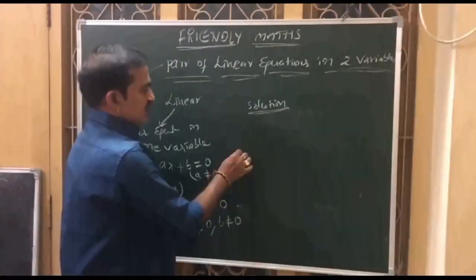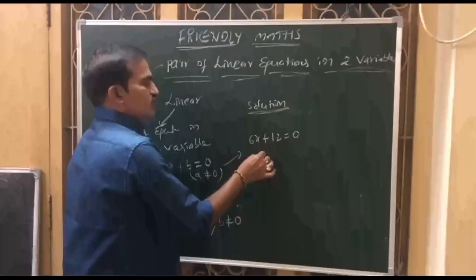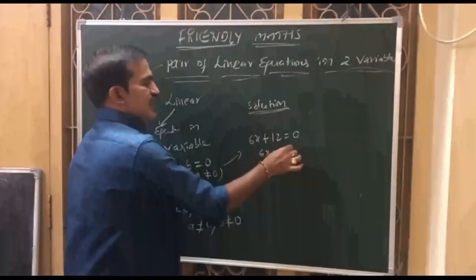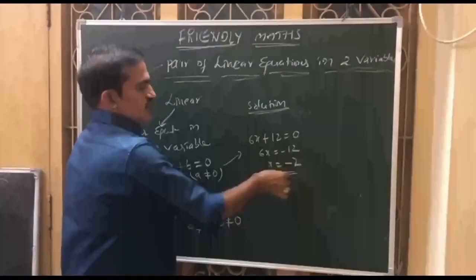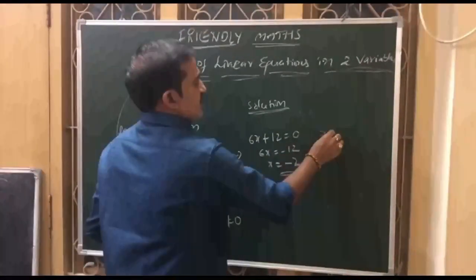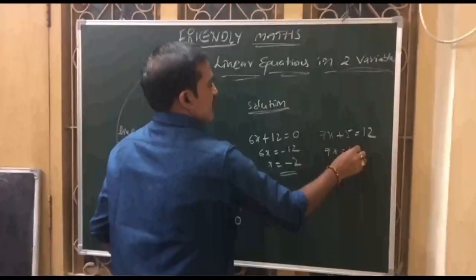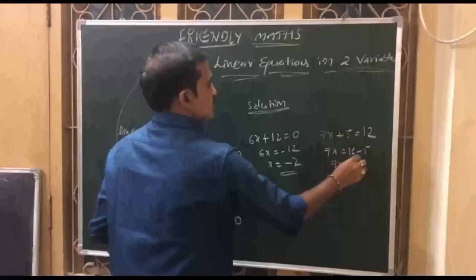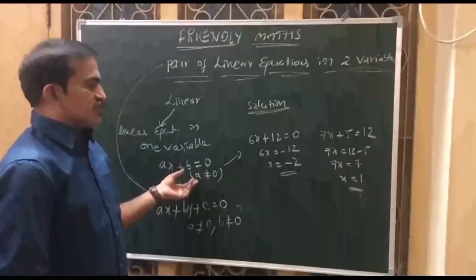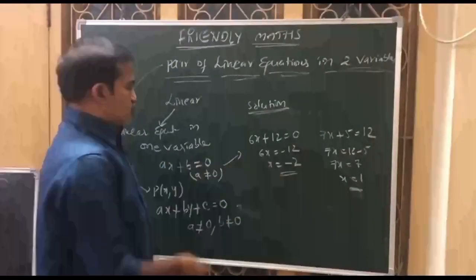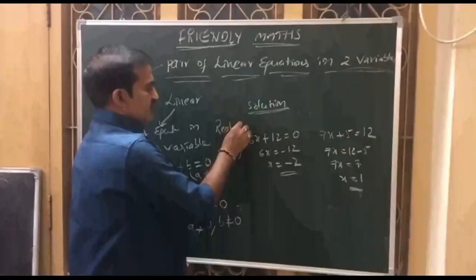Suppose you take one example, 6x plus 12 is equal to 0. Then how to solve it? 6x is equal to minus 12, x is equal to minus 2. Like 7x plus 5 is equal to 12. 7x is equal to 12 minus 5, 7x is equal to 7, x is equal to 1. Like that we can solve a linear equation in one variable. The solution of a linear equation in one variable is a real number.